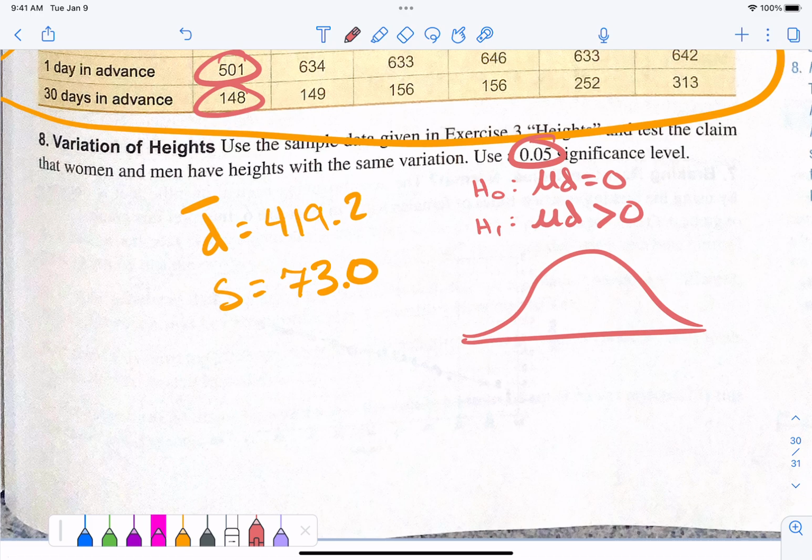So 90. You need to find your T chart for 90. The formula is T times SD over the square root of N. T times SD over the square root of N, right?